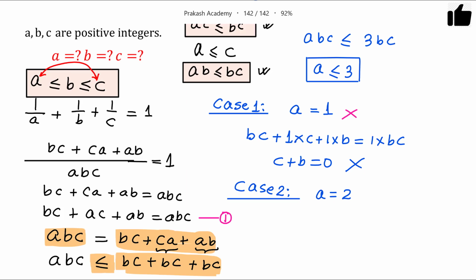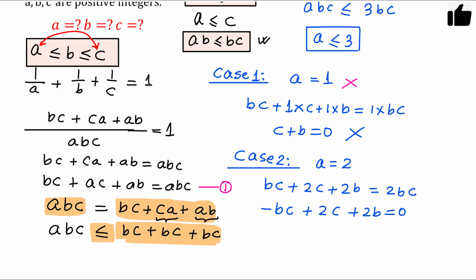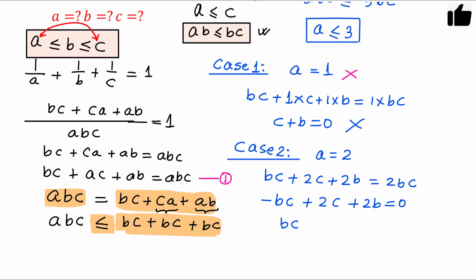So if you put A equals 2, you will have BC plus 2C plus 2B equals 2BC. And now if you take this BC to this side, you will have minus BC plus 2C plus 2B equals 0. Or you can multiply with a negative sign throughout. So this becomes BC minus 2C minus 2B equals 0.